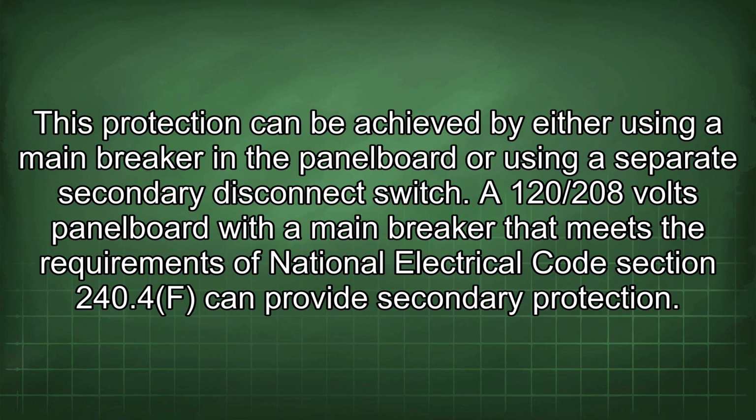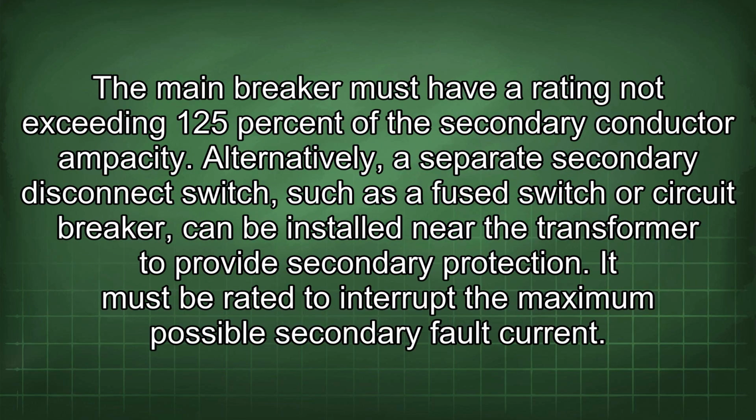This protection can be achieved by either using a main breaker in the panel board or using a separate secondary disconnect switch. A 120/208 volts panel board with a main breaker that meets the requirements of National Electrical Code Section 240.4(F) can provide secondary protection. The main breaker must have a rating not exceeding 125% of the secondary conductor ampacity.